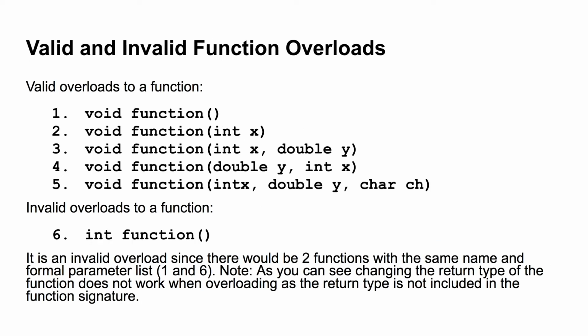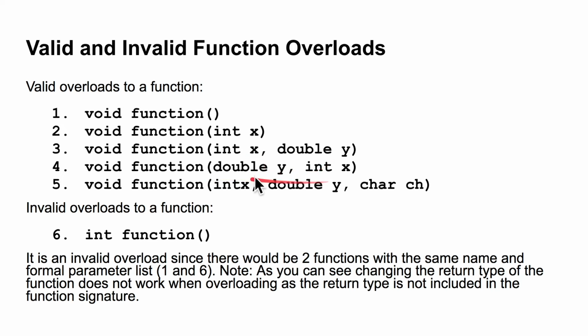So here we have some examples of valid and invalid overloads to a function. As you can see, all of these functions have the same exact name, function. The difference with them all is they have different formal parameter lists. Number 1 here has no formal parameters. Number 2 here has 1 formal parameter. Number 3 has 2 formal parameters, an int and a double. Number 4 has an int and a double, which is 2 formal parameters as well.